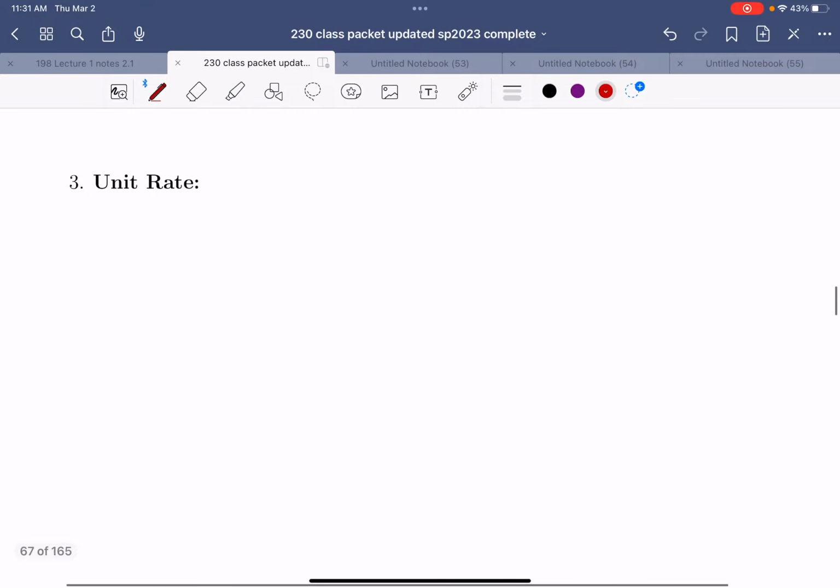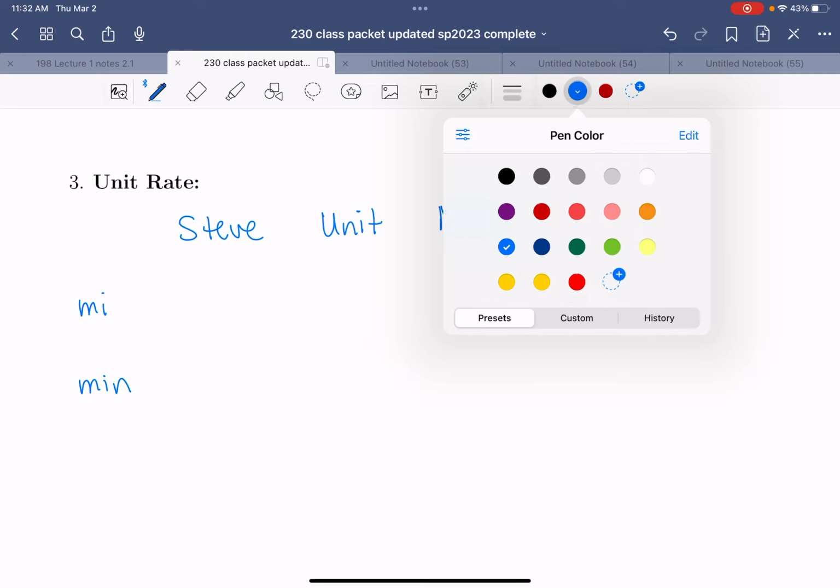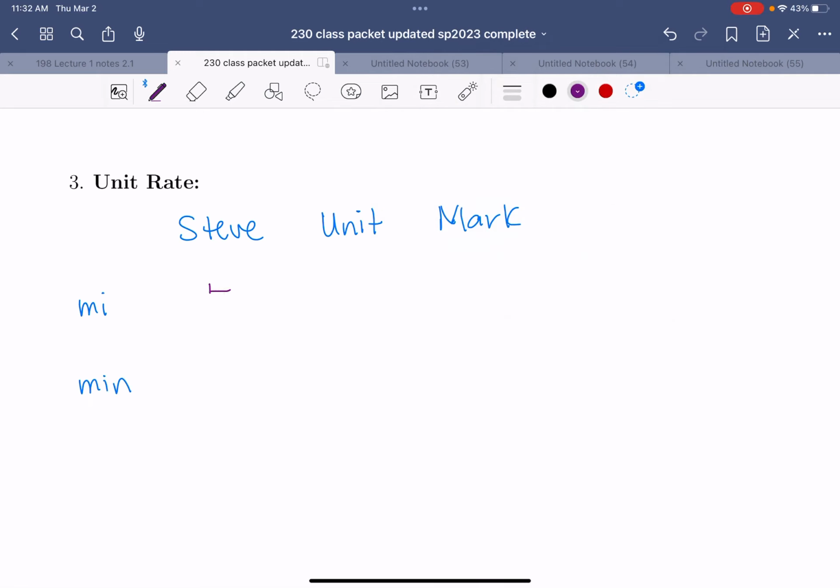Number 3 is a unit rate. So again, we're going to start out with the same kind of labels. So I'm starting out with Steve. I'm actually going to put a unit rate in between and then Mark. And then we're going to have miles and minutes. And again, we know that Steve is 4 miles in 20 minutes and Mark is 12 miles.